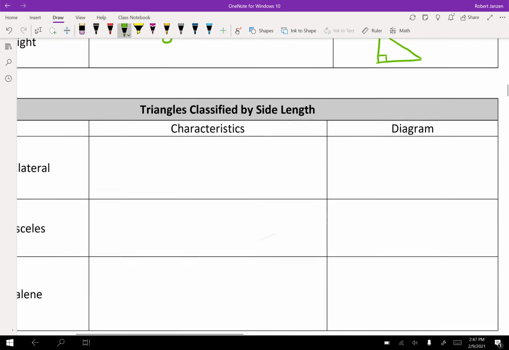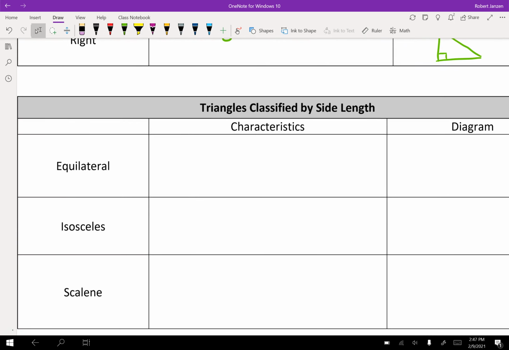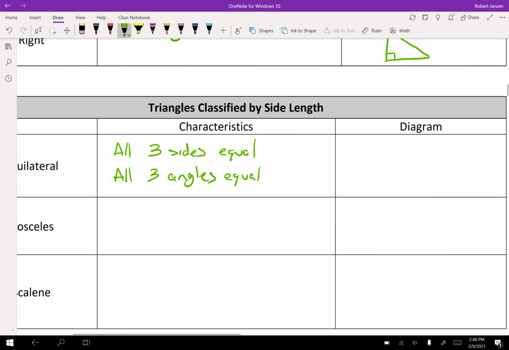Now let's classify them based on what their side lengths are like. The equilateral has all 3 sides equal and all 3 angles equal. An equilateral triangle looks something like this, and to show that all sides are the same, I would go like that. And to show that all angles are the same, I would put a little line for each of those angles, showing that they're all the same.